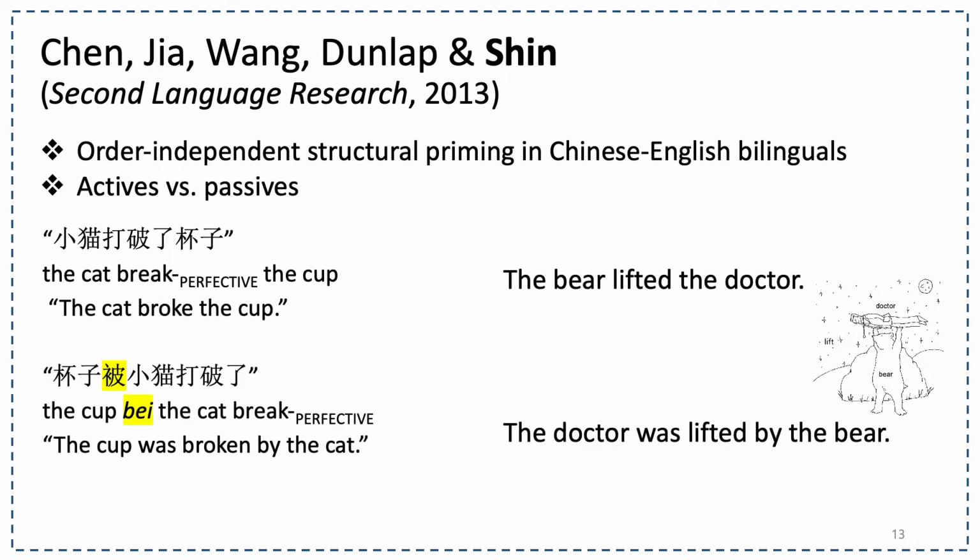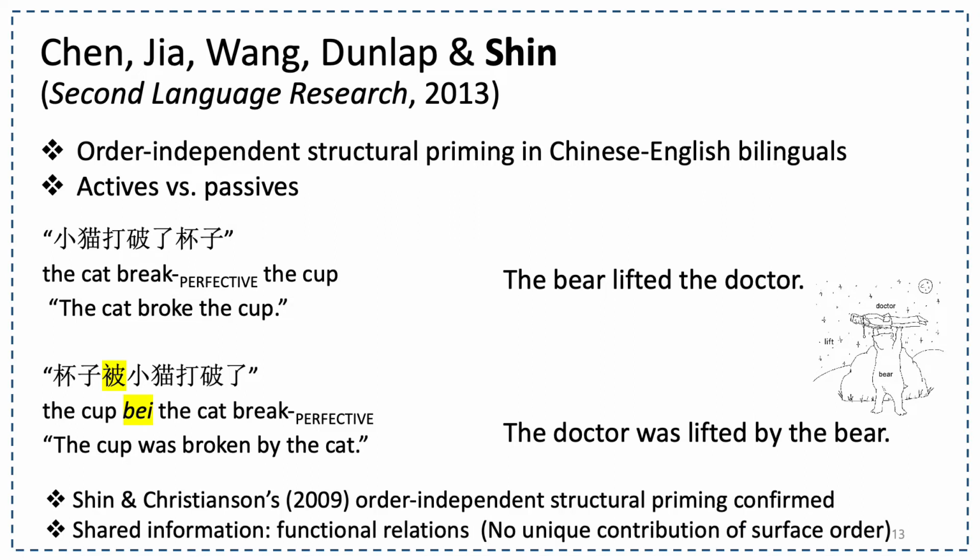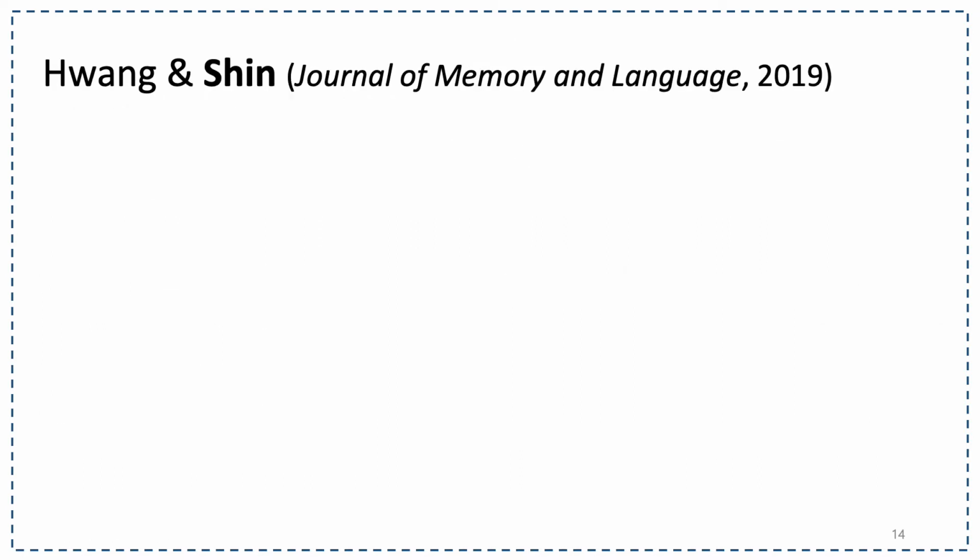However, the Chinese passive sentence shares the structure with the English passive, but the order is different between Chinese passives and English passives. We found structure priming between Chinese passives and English passives. This result supported Shin and Christensen's order-independent structure priming.